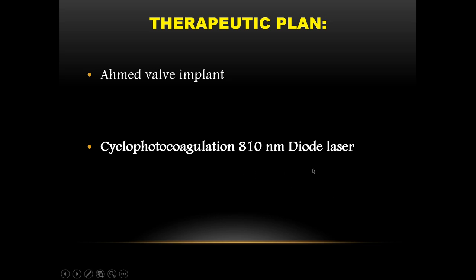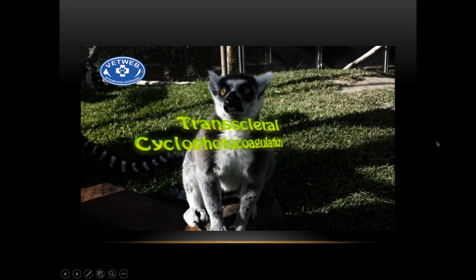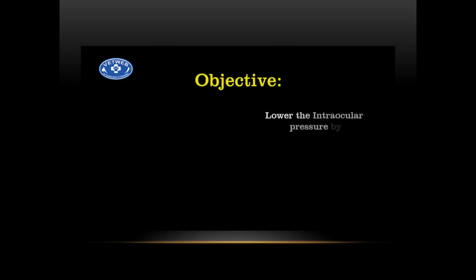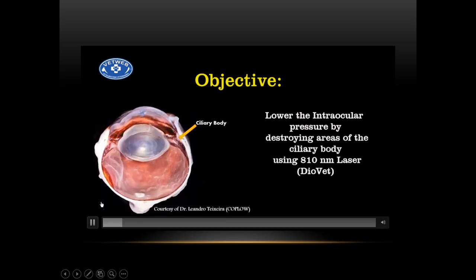Okay? In this case, considering the costs, the Ahmed valve implant is more expensive than the laser. We did a cyclophotocoagulation. So this is the technique to do the transscleral cyclophotocoagulation. The objective is to lower the intraocular pressure by destroying areas of the ciliary body using the laser. This is an image of Dr. Leandro Teixeira from Wisconsin, and shows a normal ocular globe of a dog.